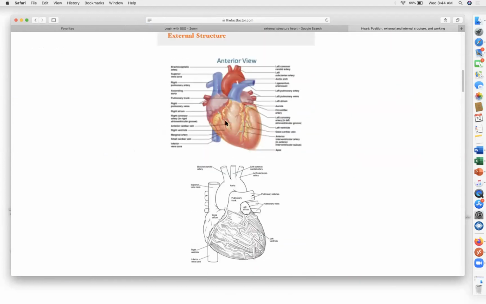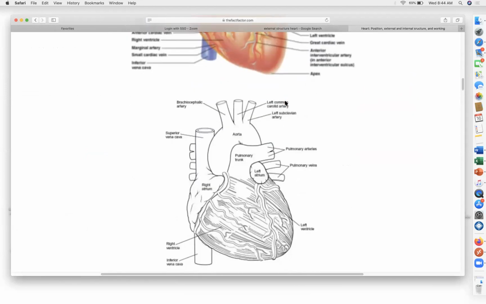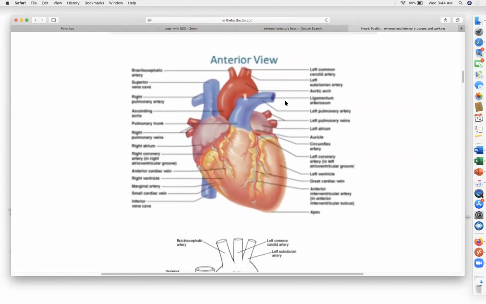Internet, thank you. Okay, let's look at this. And you could look at something diagrammatically like this, but typically on your exam, which will be colored, you'll have something like this. Now, this is the anterior view of the heart.